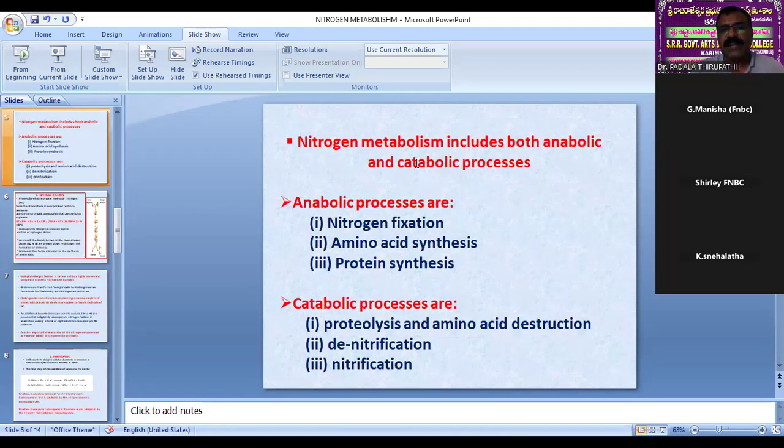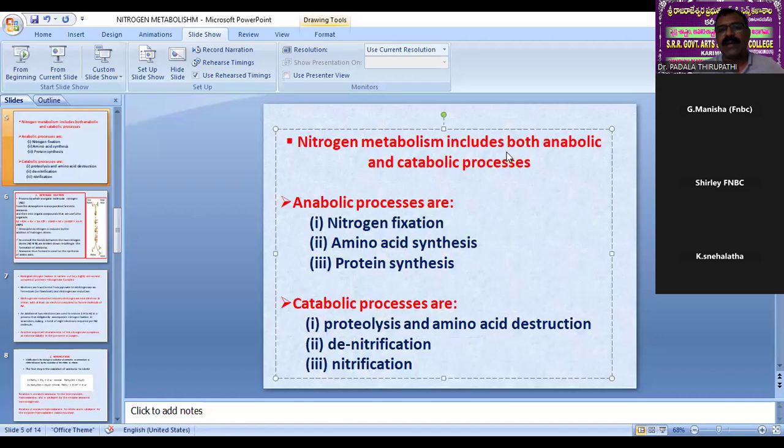Yes, sir. Then nitrogen metabolism includes both anabolic and catabolic processes. What are the anabolic processes? The first anabolic process of nitrogen metabolism is nitrogen fixation. The second is amino acid synthesis. The third is protein synthesis. Protein synthesis contains two different steps, transcription and translation, which are regulated by the involvement of the nucleic acids, DNA and RNA. Transcription is observed in the nucleus, and translation is observed in the cytoplasm.